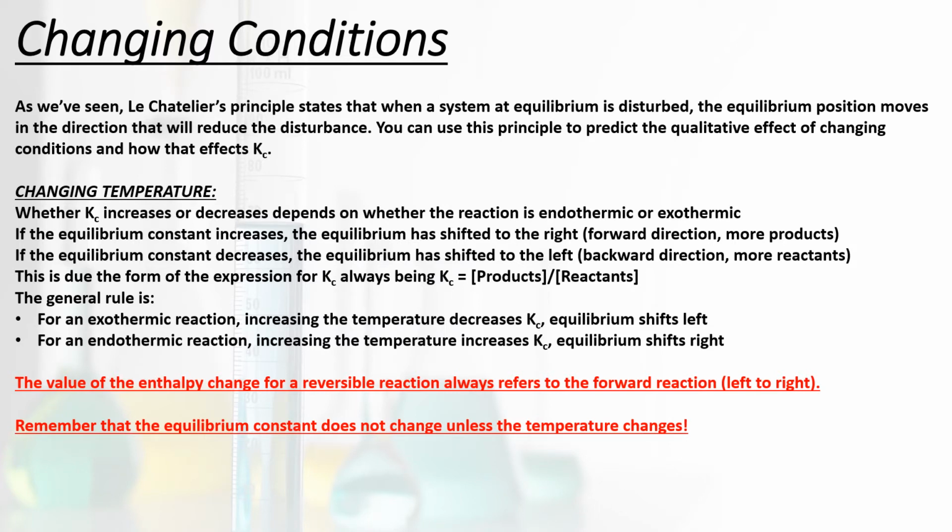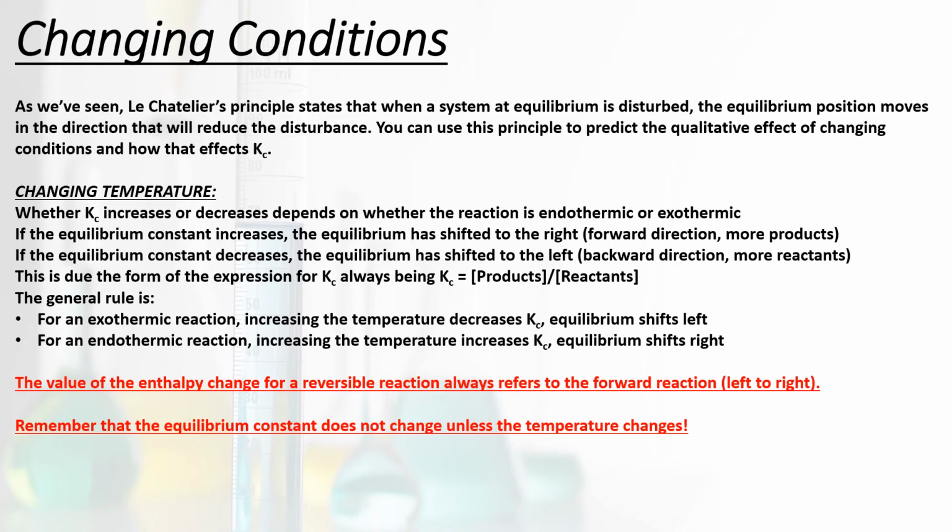So we can then also think back to changing conditions. And we've seen in the previous video that Le Chatelier's principle states that when an equilibrium is disturbed, the equilibrium position will move in the direction to reduce that disturbance. It moves to oppose the change that has happened. And we can use this principle to predict the qualitative effect of changing conditions.